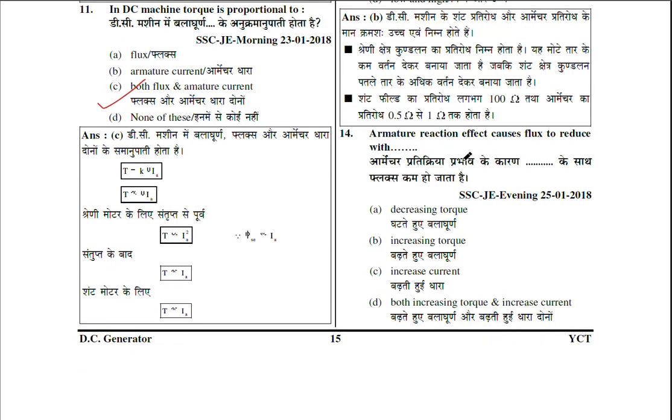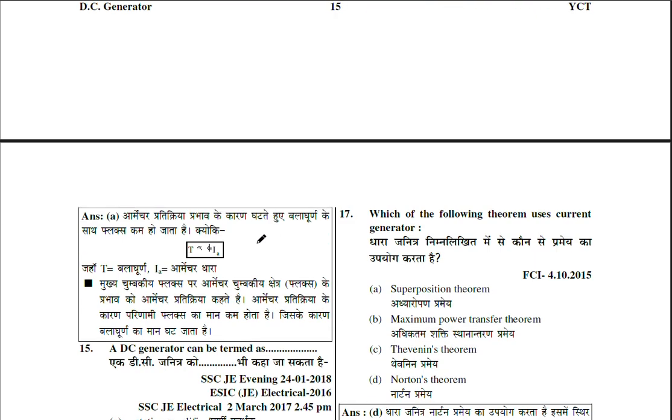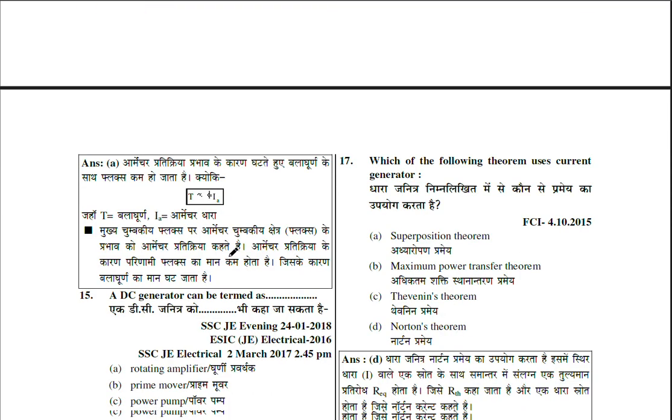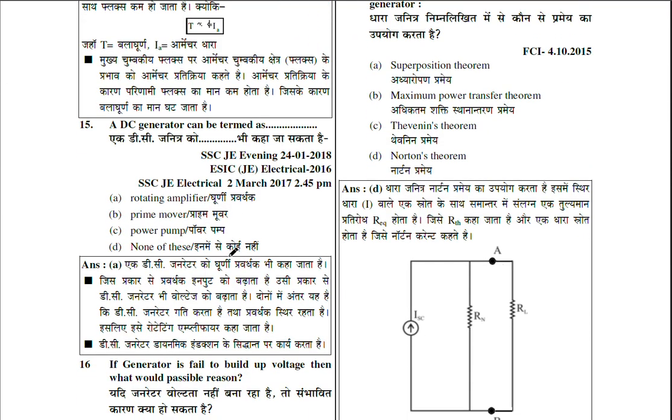Question number 14: armature reaction effects cause flux to reduce, with decreasing torque. You have to know the relation: T is directly proportional to phi Ia. Next, question number 15: a DC generator can be termed as a rotating amplifier.